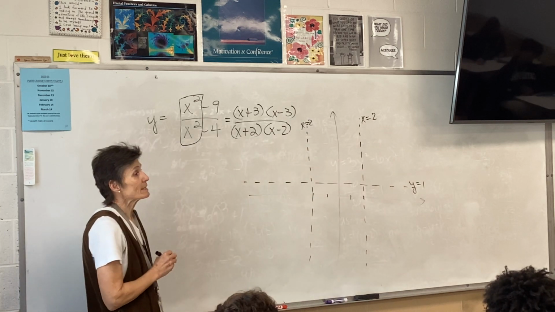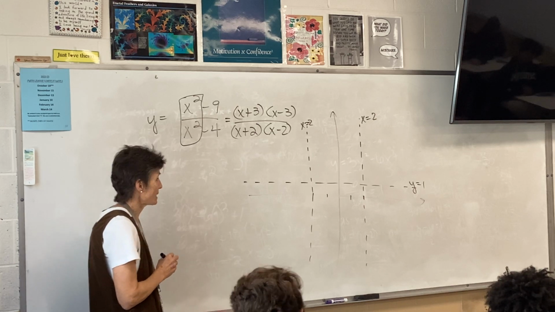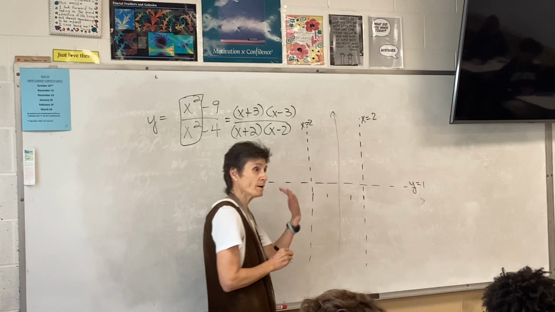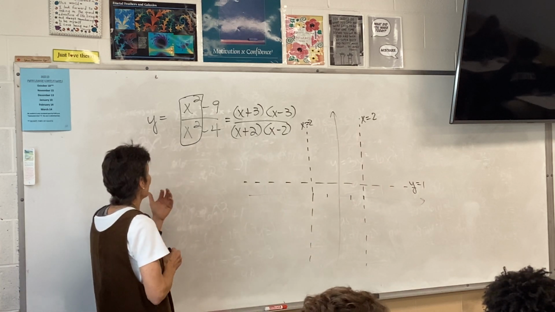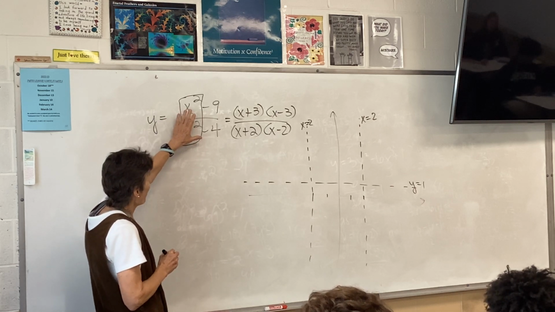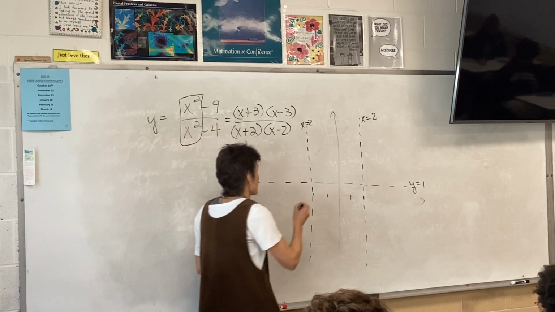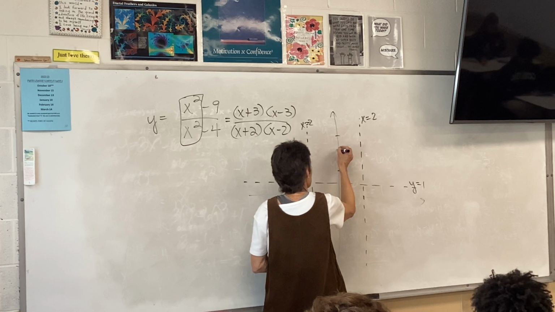Now, what about intercepts? Well, remember, intercepts are where you cross the axes. So one of the variables has to be 0. If we let x be 0, where is our y-intercept? 9/4. 9/4.